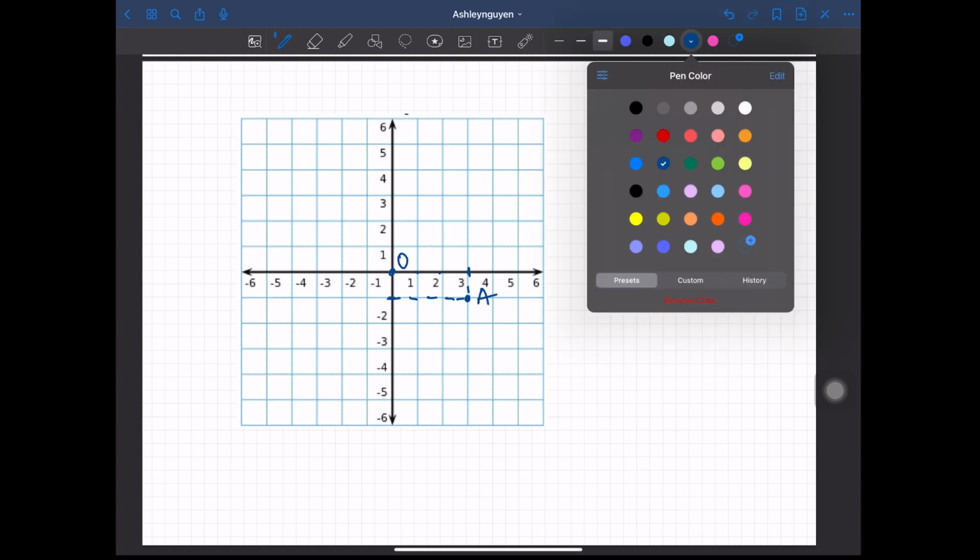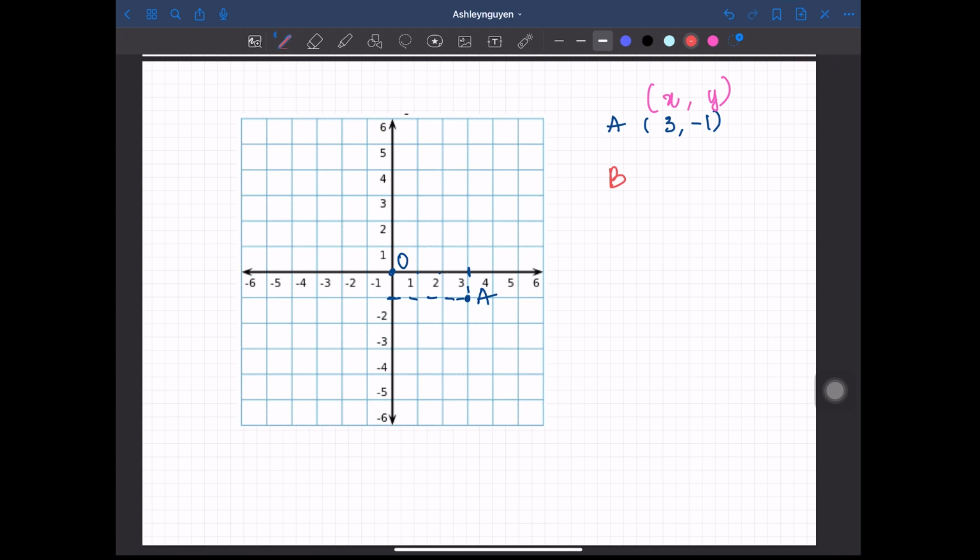Let's find another point, B. B has the coordinate 2, negative 4. So x is positive 2, 2 units to the right along the x-axis. And y coordinate equals negative 4: 1, 2, 3, 4. So 4 units down the vertical line, negative. So positive 2 and negative 4. This is the point B.